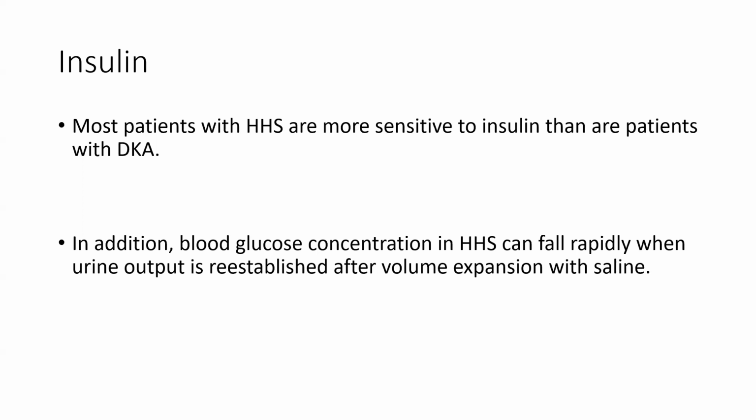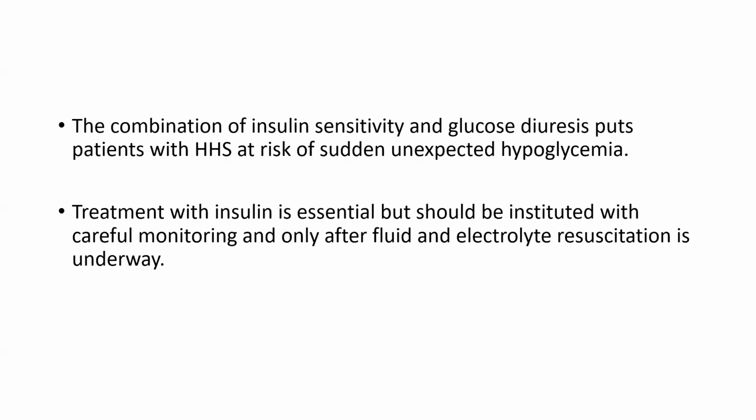Now, the next line of treatment is insulin. Most patients with HHS are more sensitive to insulin than patients with DKA. In addition, the blood glucose concentration in HHS can fall rapidly when urine output is re-established after volume expansion with saline. The combination of insulin sensitivity and the glucose diuresis puts the patient with HHS at risk of sudden unexpected hypoglycemia. So the treatment with insulin is essential but should be instituted with careful monitoring and only after fluid and electrolyte resuscitation is undergone.